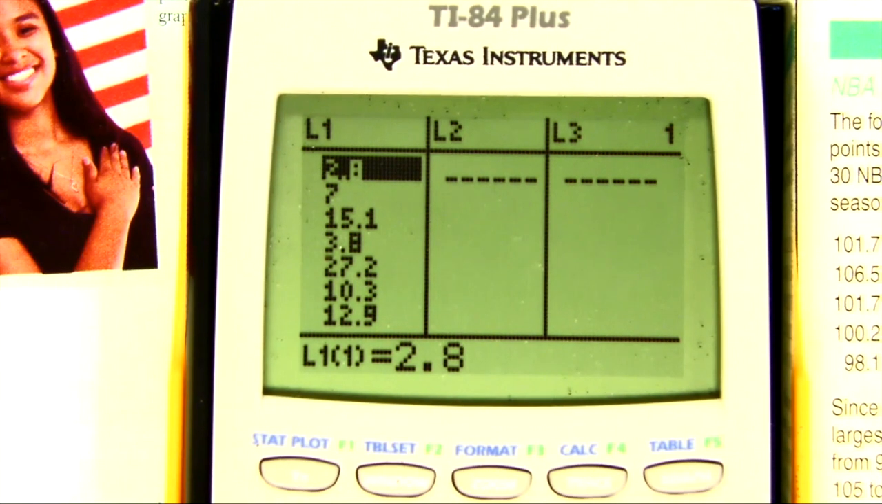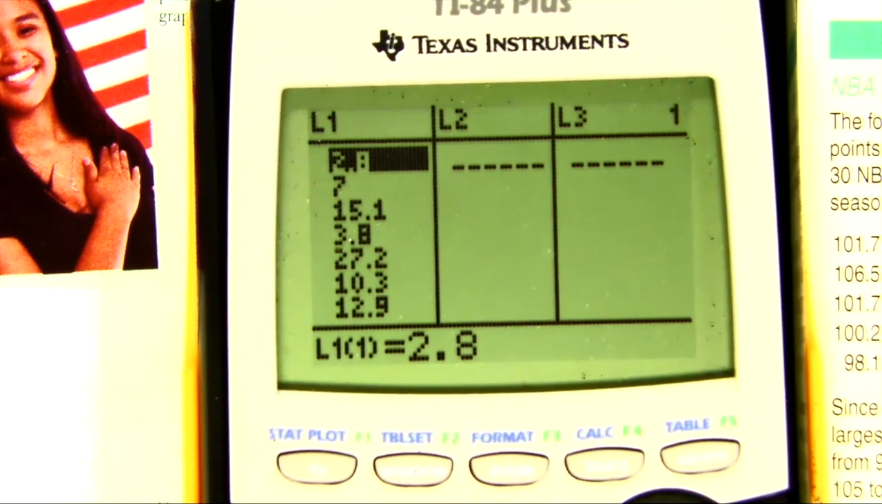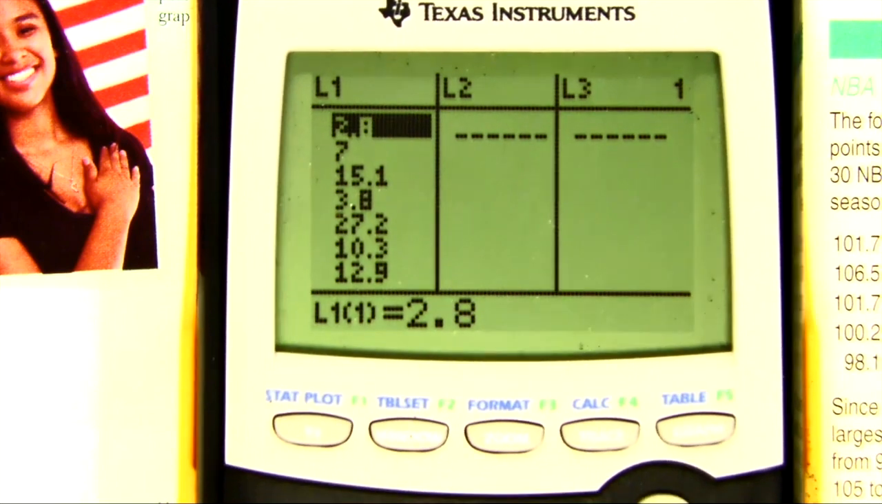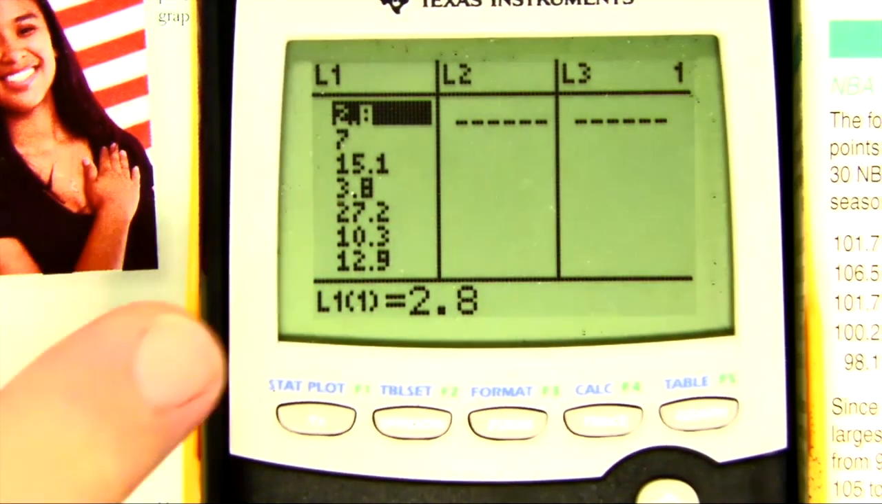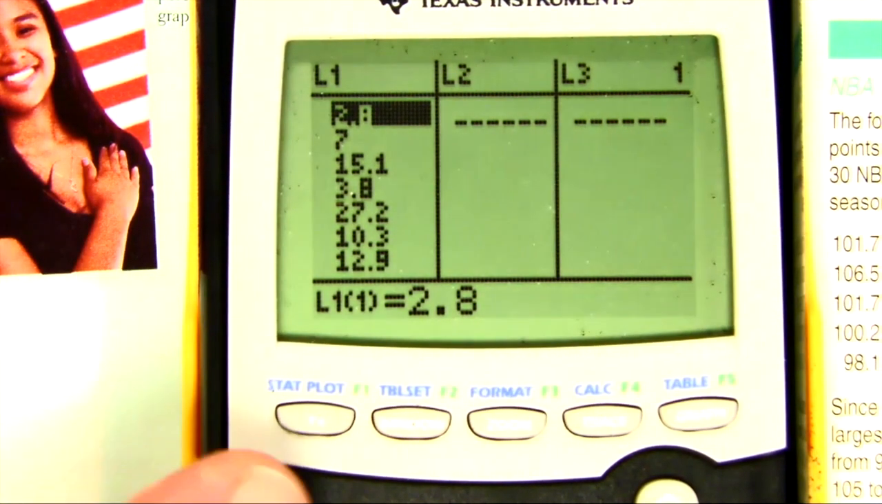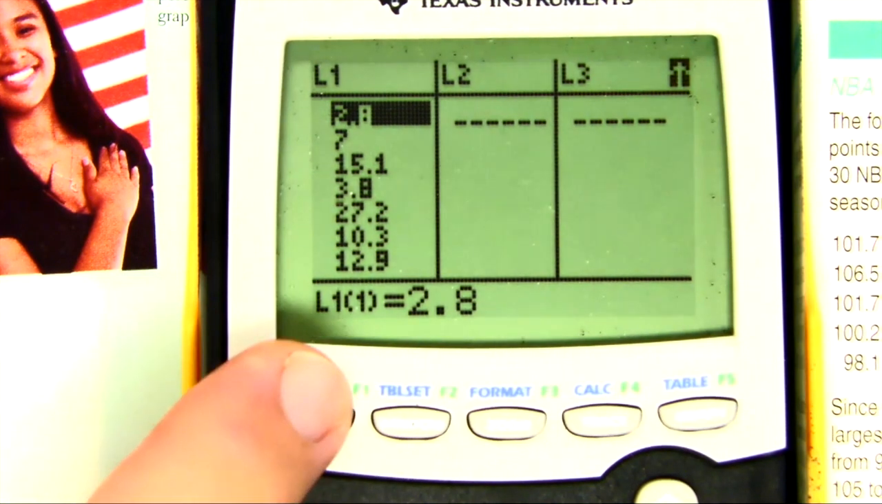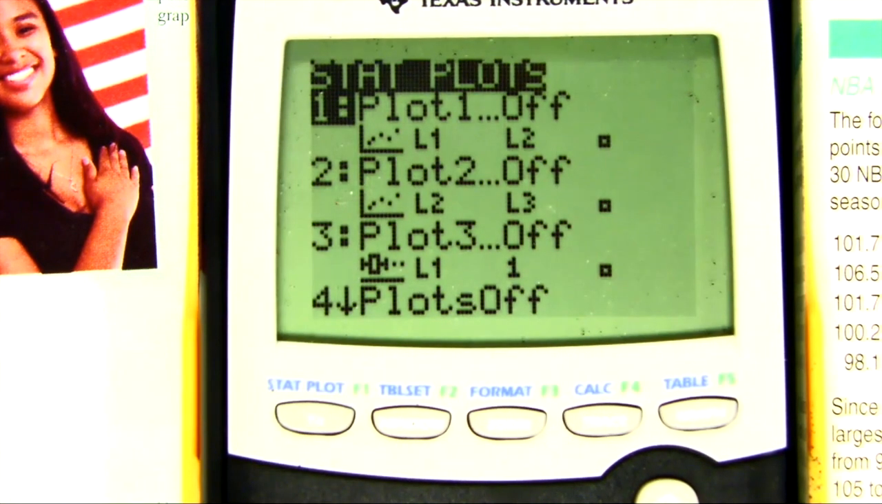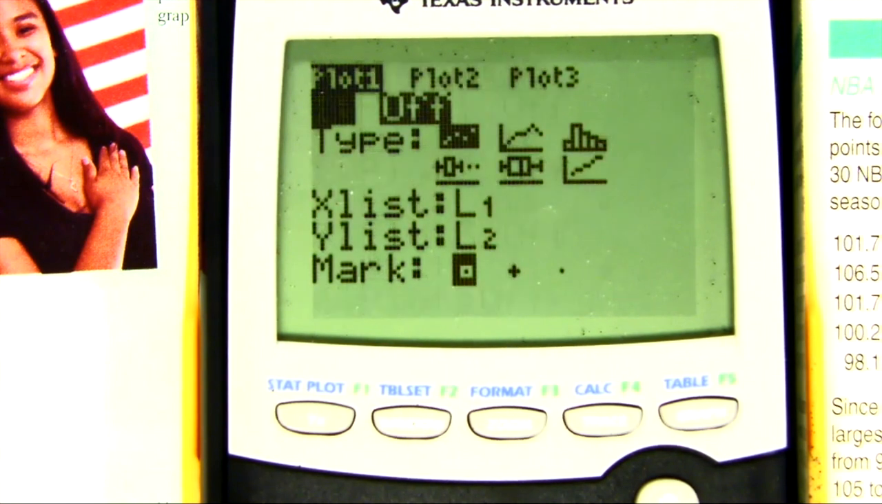So once the data is entered, you might notice on the very top row of keys, there's something that says stat plot up here. So I'm gonna hit the blue key and then hit stat plot. And it gives me a list of plots. There are 3 possible plots that you can activate on your TI calculator. And so I'm just gonna go into plot number 1 by hitting enter.